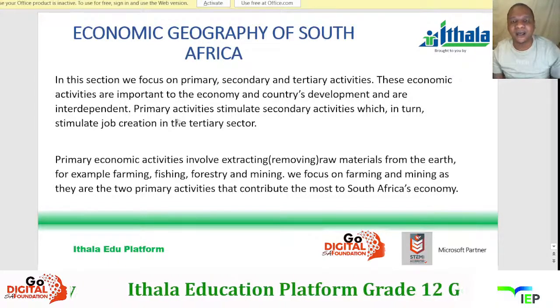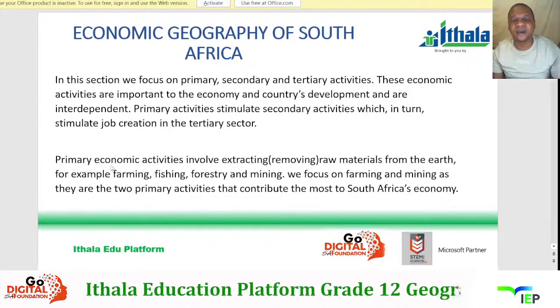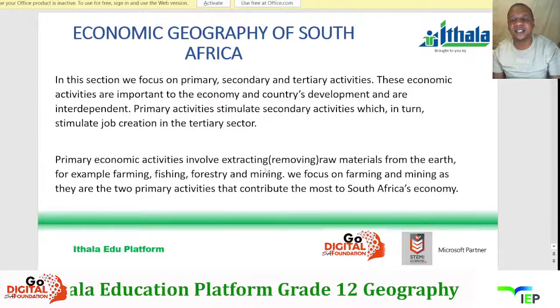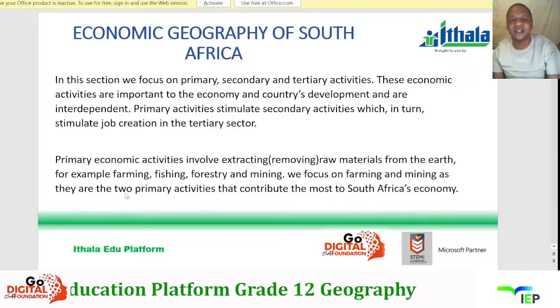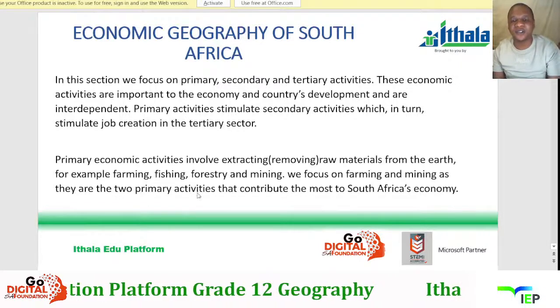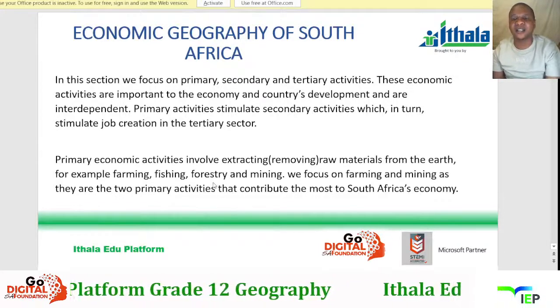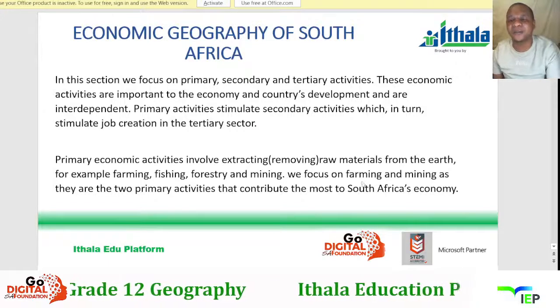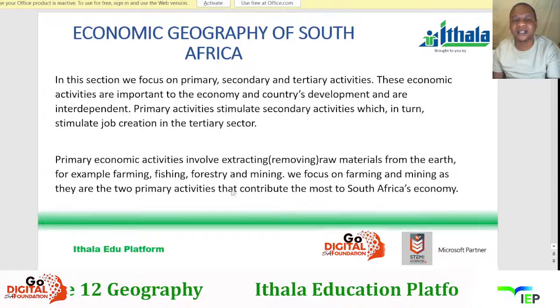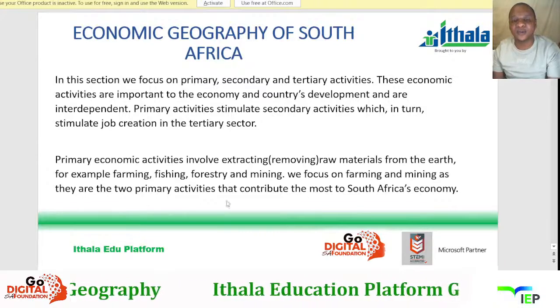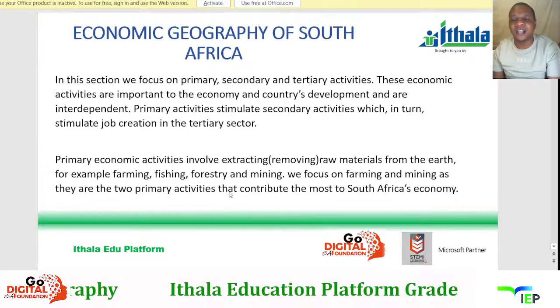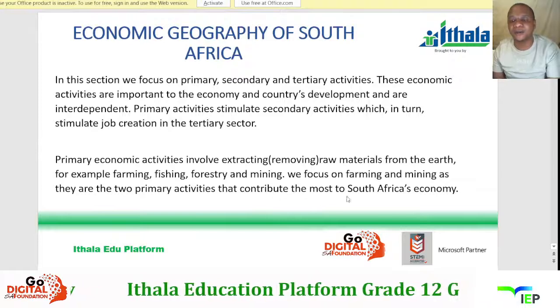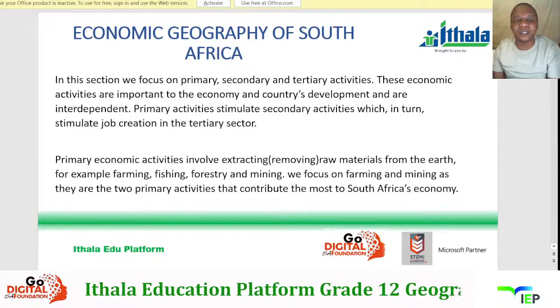So we're looking at also a primary activity which involves extracting of raw materials from the earth, for example farming, fishing, forestry as well as mining. So sizofocusa kakhulu la kwi-farming and mining as I've said ekuqaleni, as these two activities contribute quite a lot kwi-South African economy.